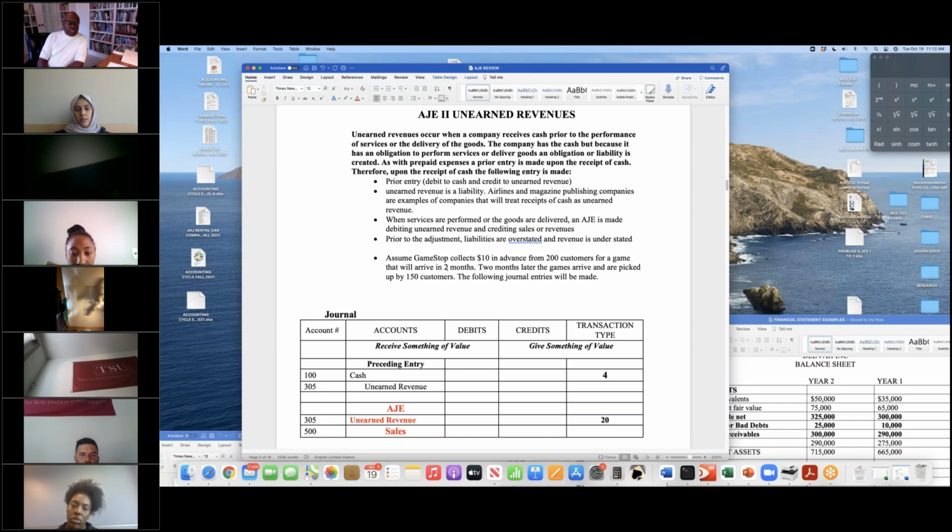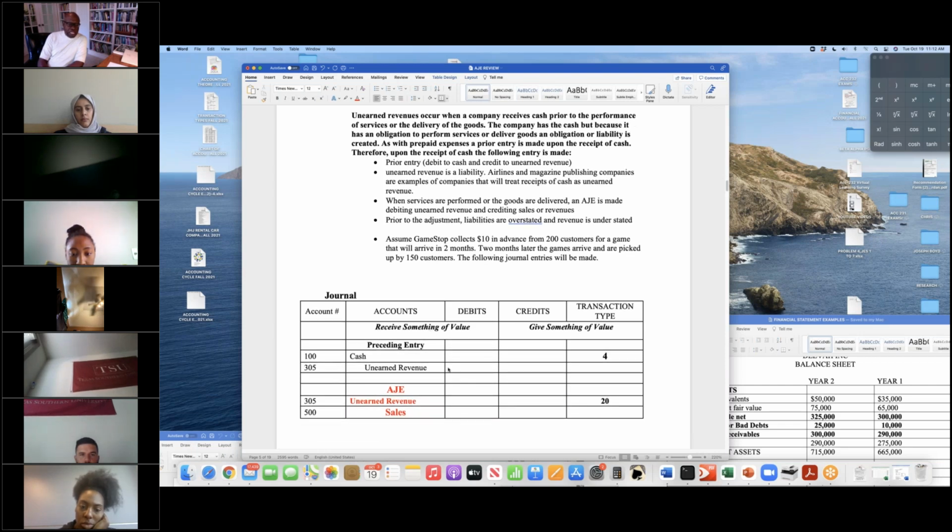So let's look at this transaction. Assume GameStop collects $10 in advance from 200 customers for a game that will arrive in 2 months. 2 months later, the games arrive and they are picked up by 150 customers. I want you to make the preceding entry and then the adjusting entry. So I'm giving you all 5 minutes, make the preceding entry and the adjusting entry. And we'll go over it.